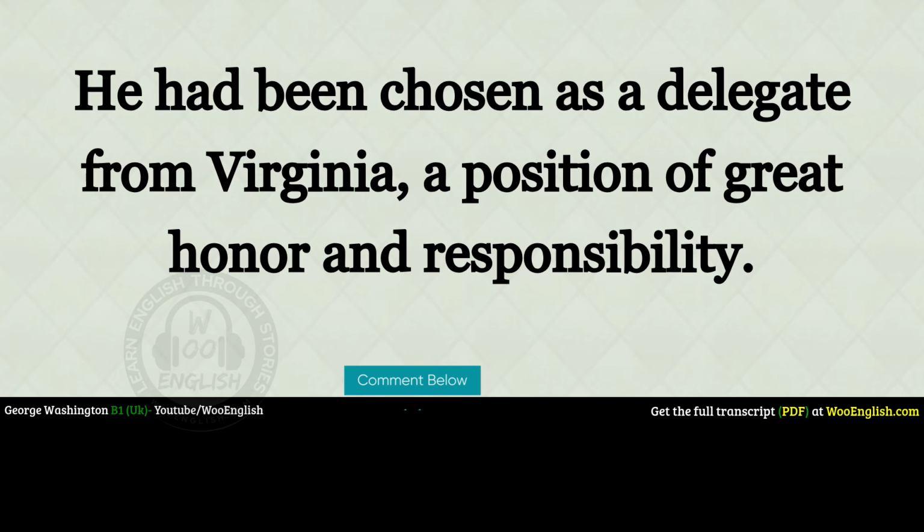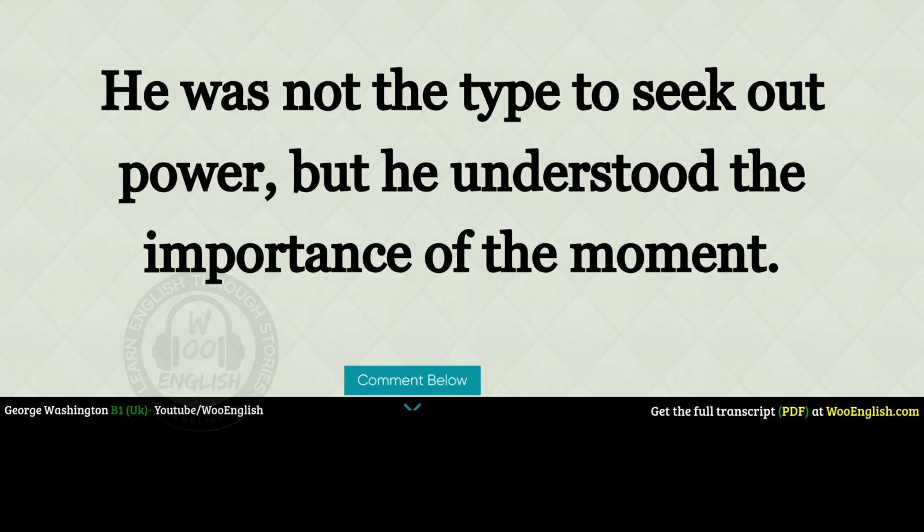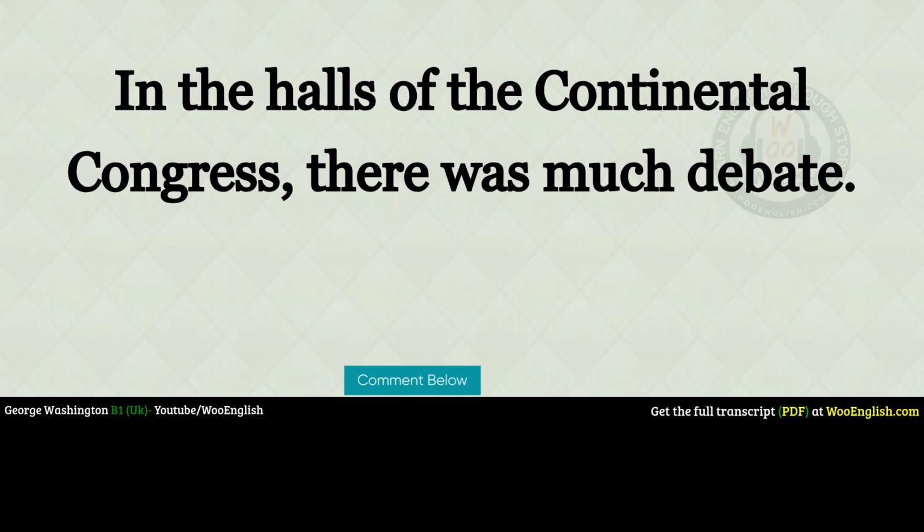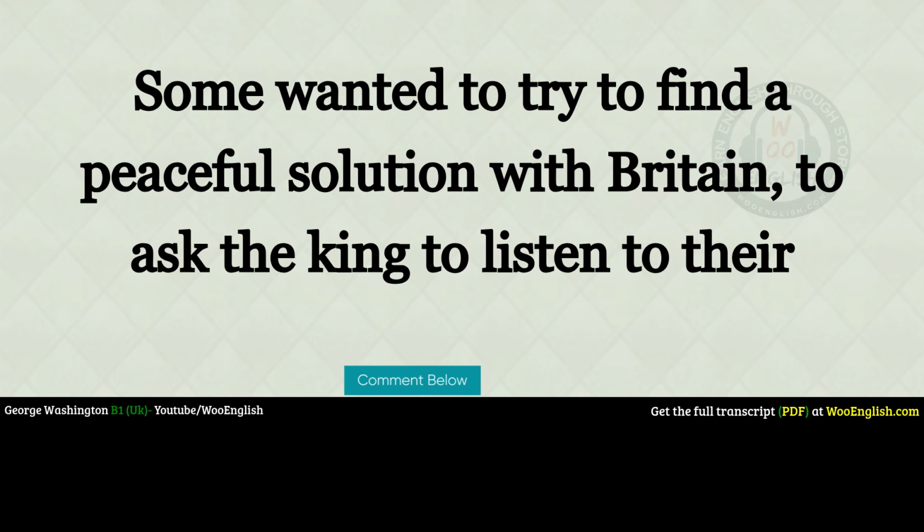He had been chosen as a delegate from Virginia, a position of great honor and responsibility. He was not the type to seek out power, but he understood the importance of the moment. This was a time to act, a time to stand with his fellow colonists in the face of growing tyranny. In the halls of the Continental Congress, there was much debate. Some wanted to try to find a peaceful solution with Britain, to ask the king to listen to their grievances.